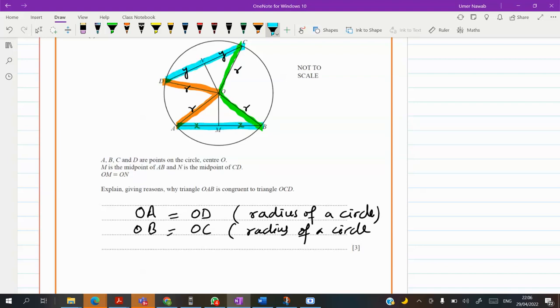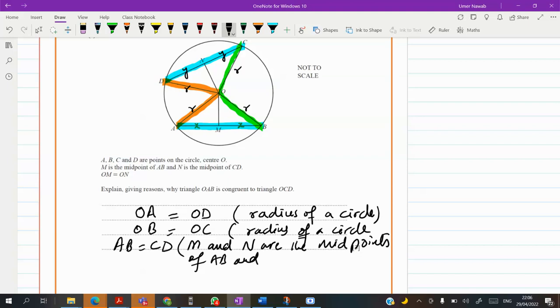Now, I say that AB is equal to CD because M and N are the midpoints of AB and CD. Also, ON is equal to OM, and by the RHS property we can say that they are equal.